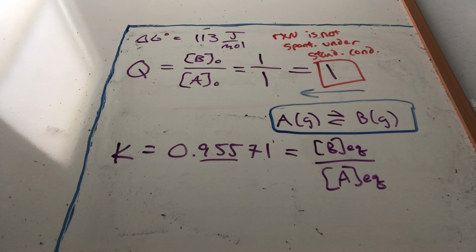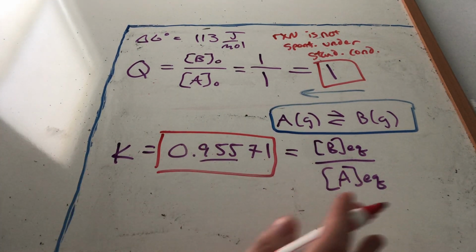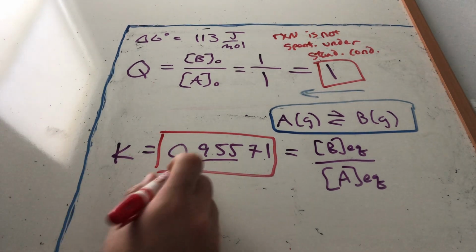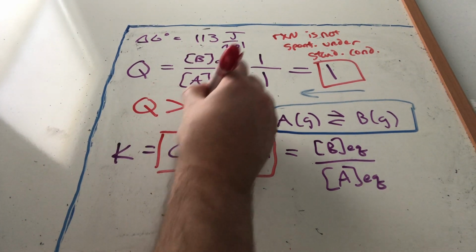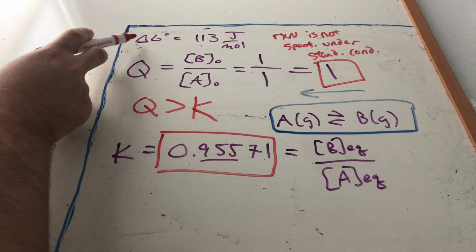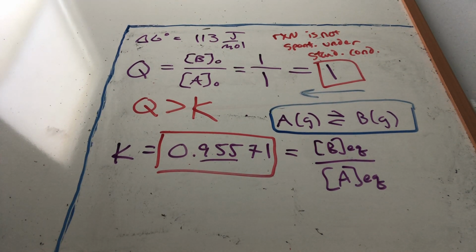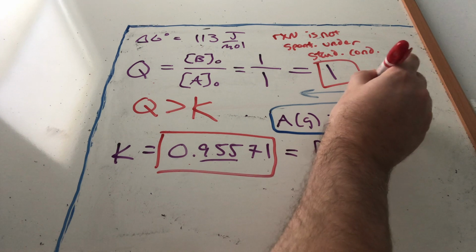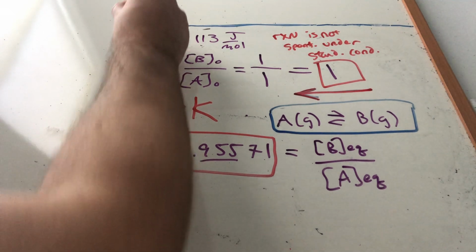Well, hold on a second. How does Q compare to K? This is our K no matter what. No matter what the conditions are, this is always K. Q is greater than K. For this particular reaction with a positive delta G naught, my Q is 1 and my K is 0.955, which is bigger. Q is bigger than K. This is why we made that rule earlier in the semester. When Q is bigger than K, which way does the reaction progress? It progresses towards the reactant side.